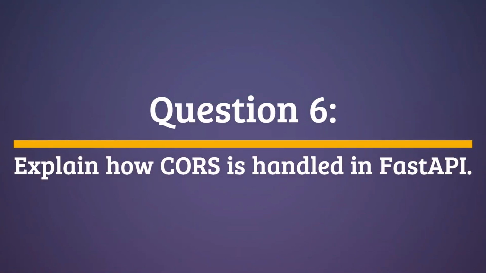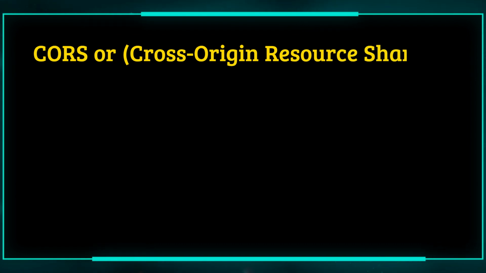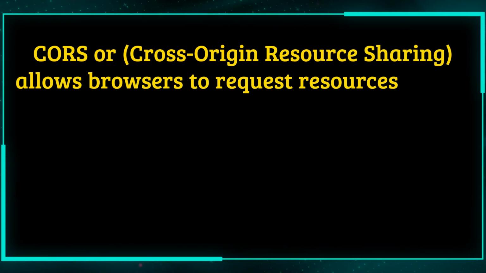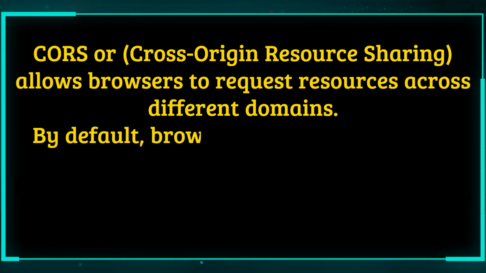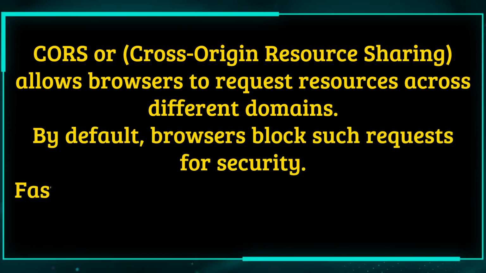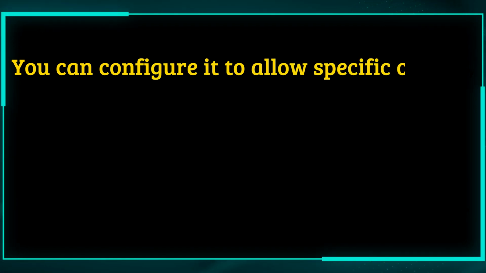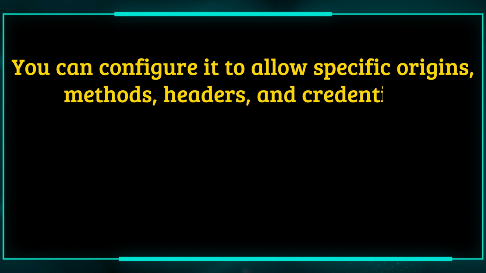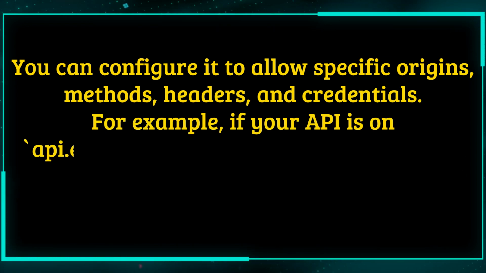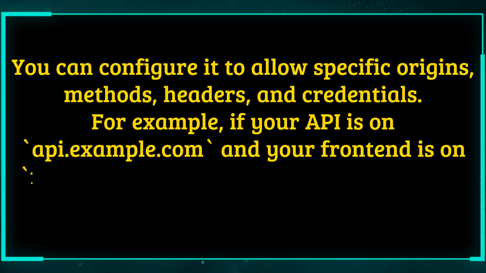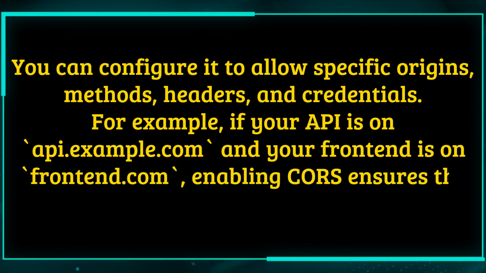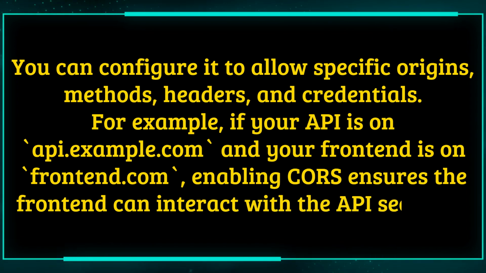Question 6. Explain how CORS is handled in FastAPI. Answer. CORS, or cross-origin resource sharing, allows browsers to request resources across different domains. By default, browsers block such requests for security. FastAPI solves this with CORS middleware, which comes from Starlette. You can configure it to allow specific origins, methods, headers, and credentials. For example, if your API is on api.example.com and your frontend is on frontend.com, enabling CORS ensures the frontend can interact with the API securely.